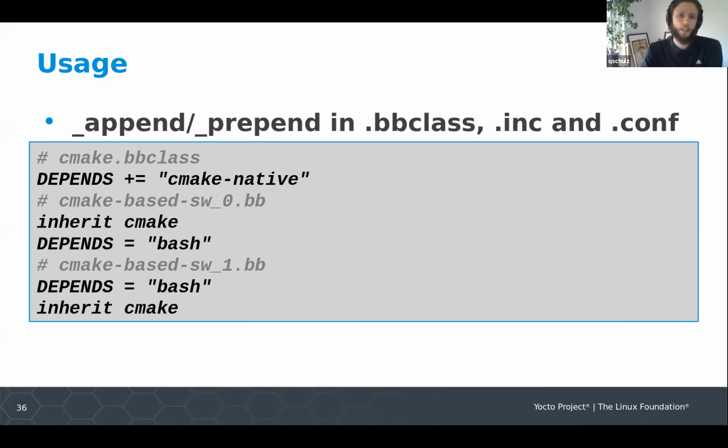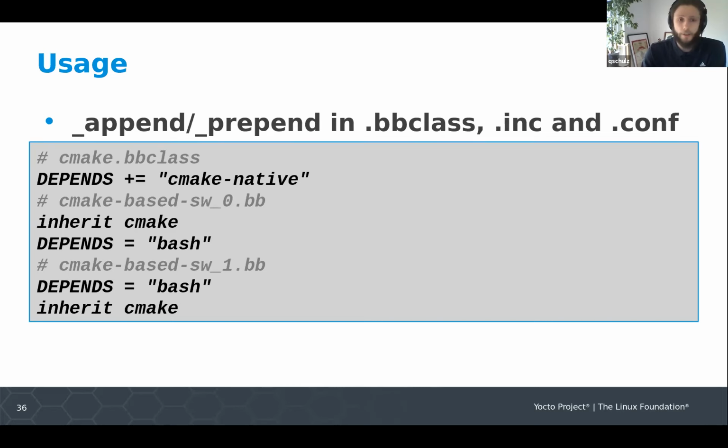So one simple example is the CMake class, right? If we want to build a CMake-based software, we are going to abstract everything related to CMake into its own class. And one of the main things that the CMake-based software needs is the CMake to be run on the host. So this is where I add the CMake native to the depends.